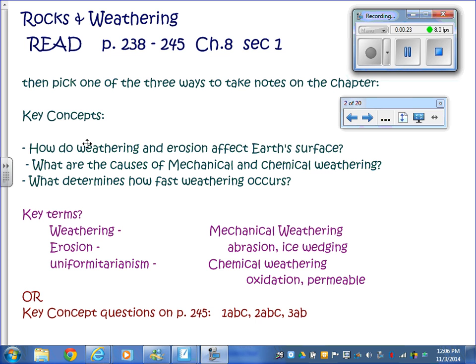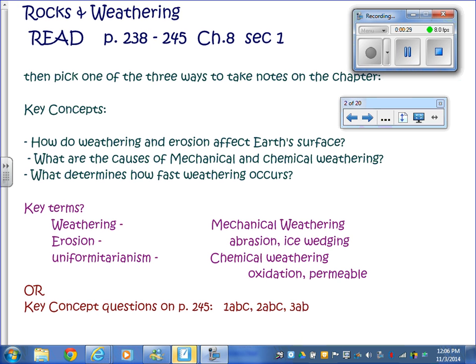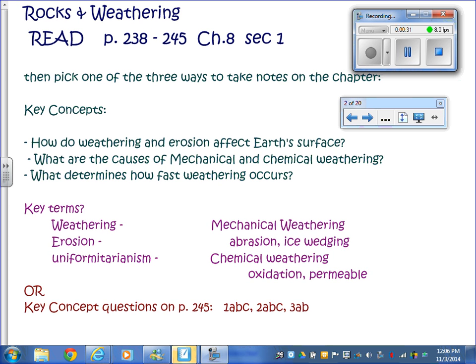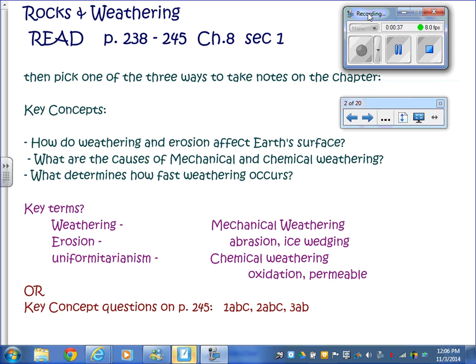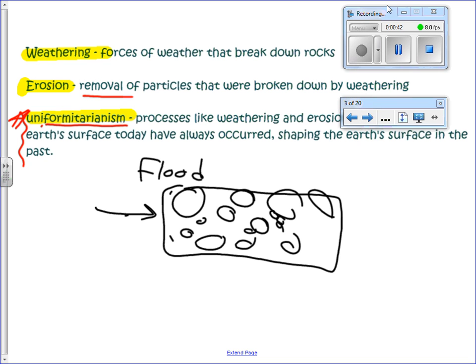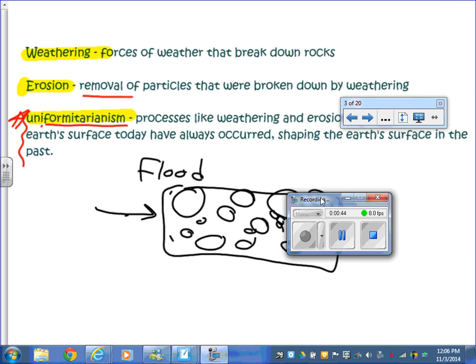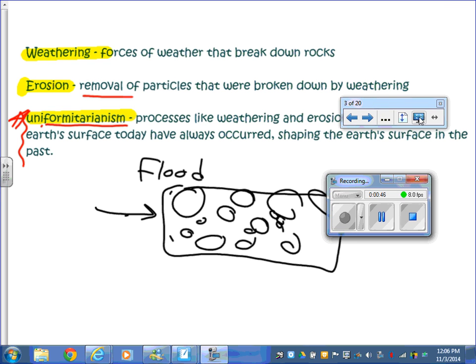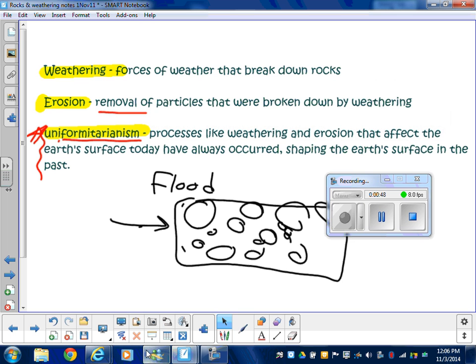Either answer key concept questions as you read, key terms along the way, or key concept questions at the end. What we're going to do is do our 5-minute flip lesson and take a look at the overview, the most important things. So here are some of the words that were in the chapter, some important words we need to know.